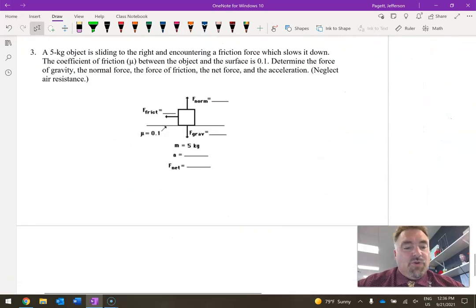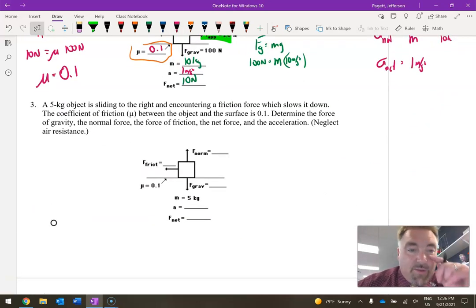All right, and our last one: we've got a 5 kilogram object sliding to the right, encountering a frictional force that slows it down. The coefficient of friction between the object and the surface is 0.1. Determine the force of gravity, normal force, and so on.